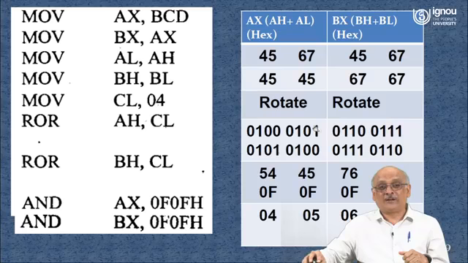The rotation has also been explained in a similar way. Rotation is by 4. The first step is to separate the digits: we have 4, 5, 6, 7. Separate them into the AH and AL registers. Then bring 4 into AH by rotation, bring 5 into AL, bring 6 into BH, and bring 7 into BL.